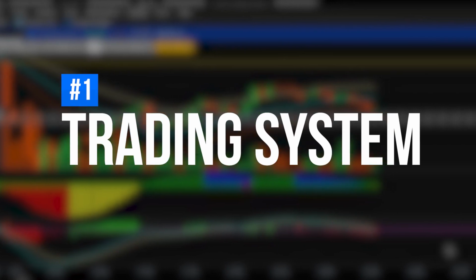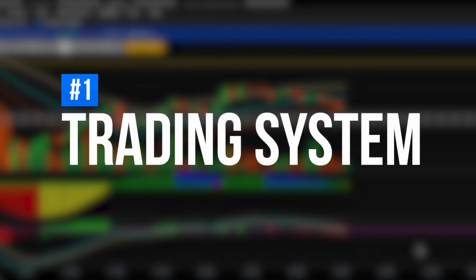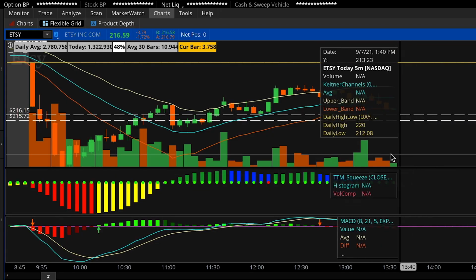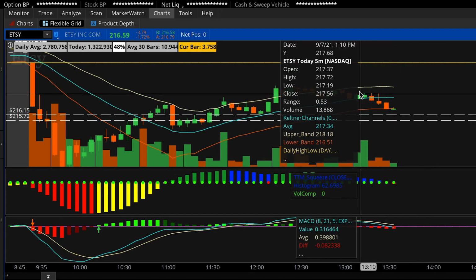Okay, so the first thing you're going to need is a trading system. Your trading system is going to be set up with a certain criteria of rules so that you know exactly when to place the trade, based on the parameters that you set up for your trading system. So let's go over here and I'm going to show you what my trading system consists of.